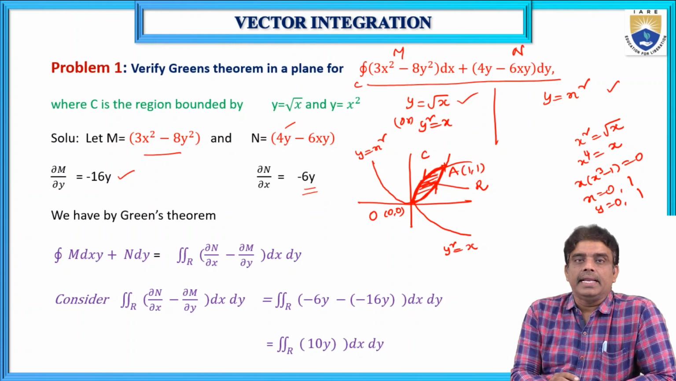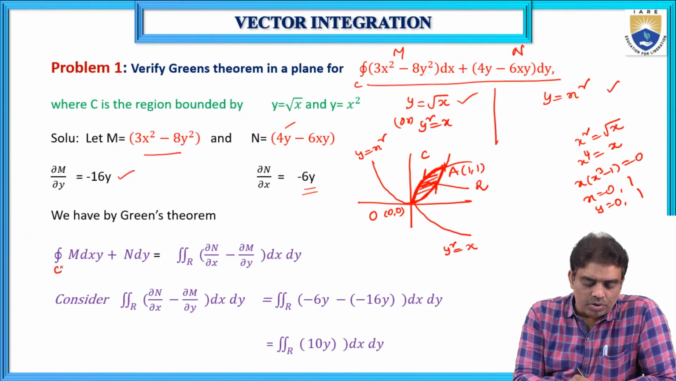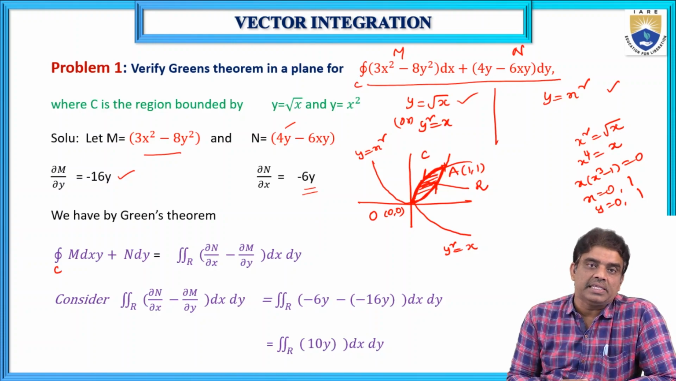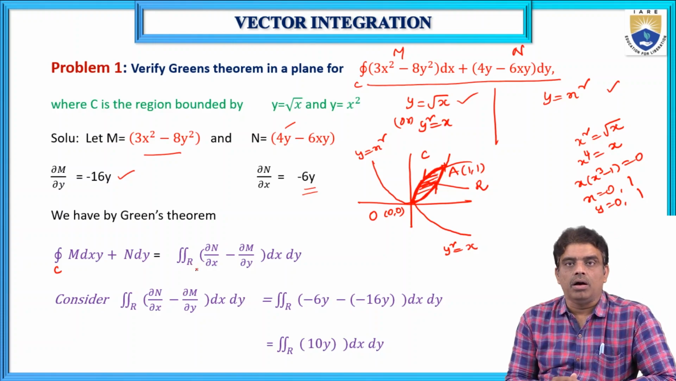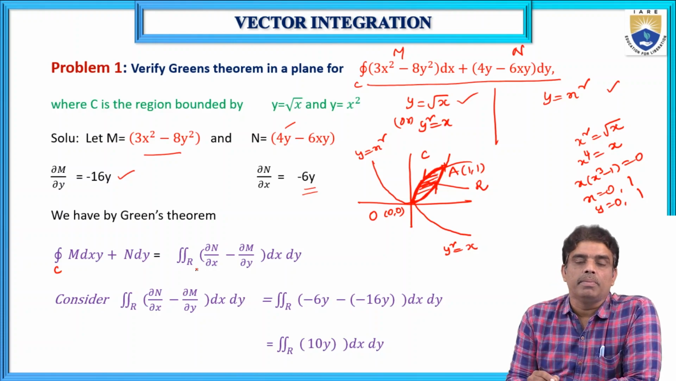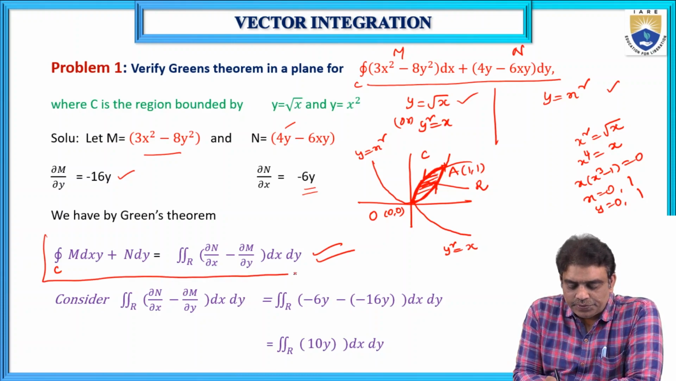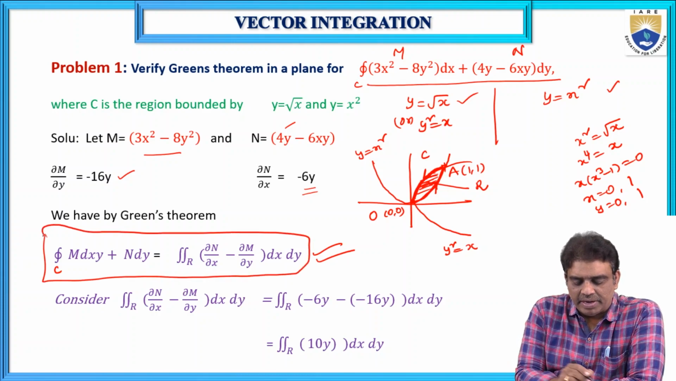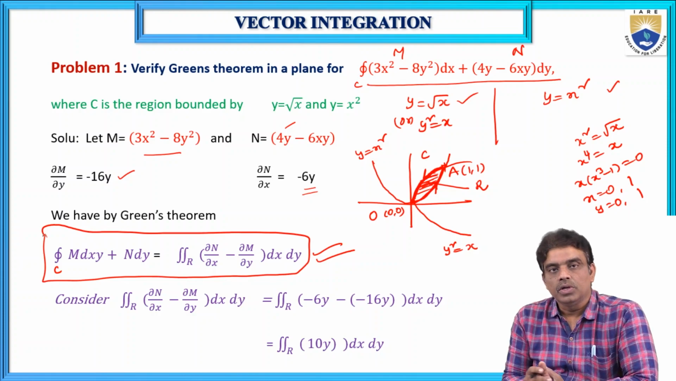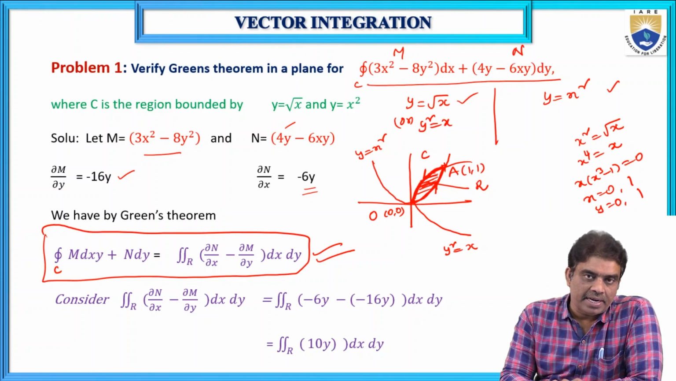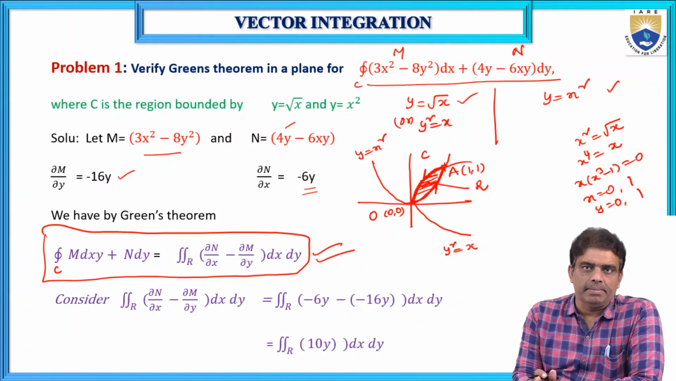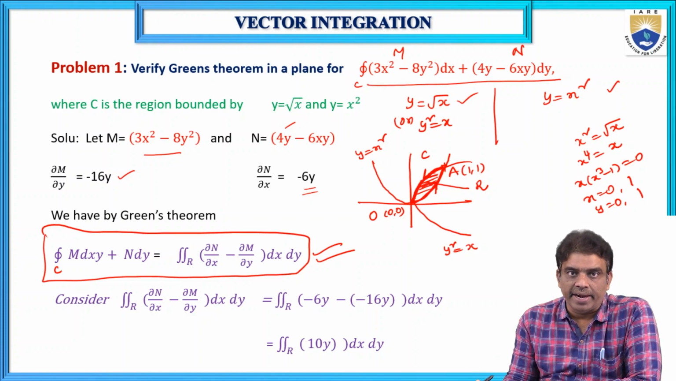Now we know that by Green's theorem, the integral over the closed curve C of M dx plus N dy is equal to the double integral over the region R of (∂N/∂x minus ∂M/∂y) dx dy. Now we have to verify this result, whether this is satisfied or not. This is the verification of Green's theorem. For that we need to consider the left hand side term and right hand side term, and if we show both are one and the same, the given problem is verified.